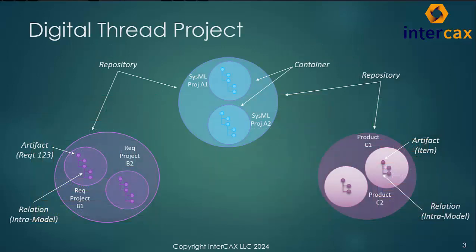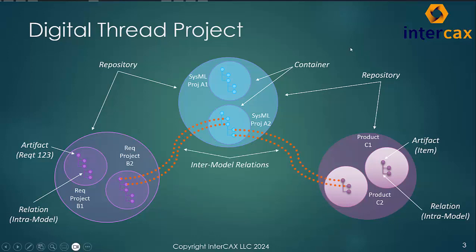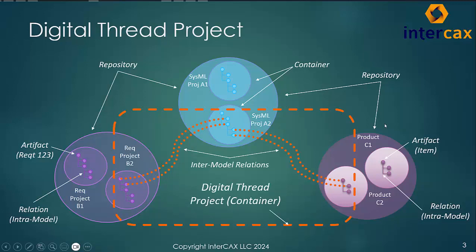The digital thread starts with the individual model repositories, for example, requirements, SysML, and PLM. Engineering models with artifacts, internal relationships, and attributes are stored and managed within each repository. Syndeia sits above these repositories and adds a layer of intermodal relations between artifacts in different repositories. Syndeia partitions those intermodal relations into groups called digital thread projects. Each digital thread project contains one or more intermodal relations that define a specific system model.